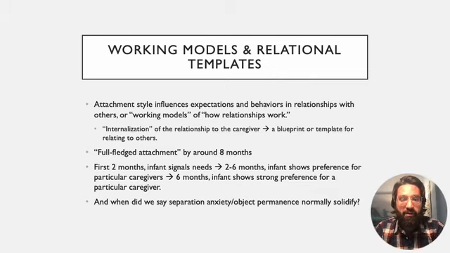In the first 2 months, infants typically signal their needs. By 2 to 6 months, infants show preferences for particular caregivers. And by 6 months, infants show a strong preference for a particular caregiver. Again, this is showing us the evolution of attachment, that they start to prefer certain people.